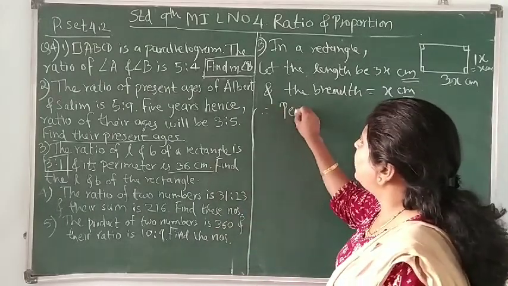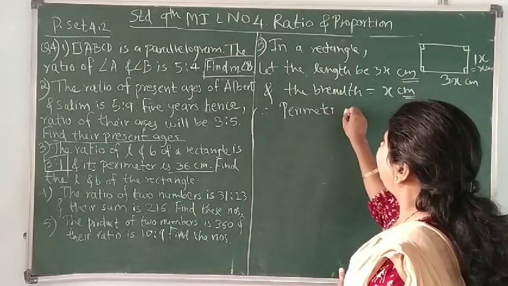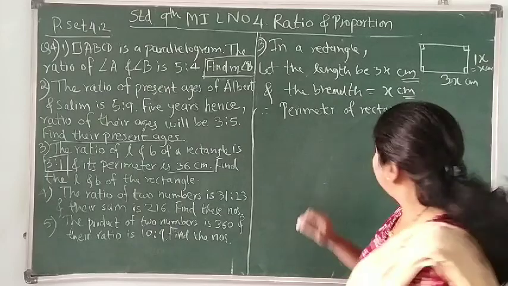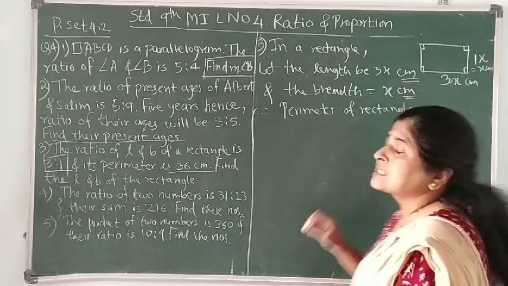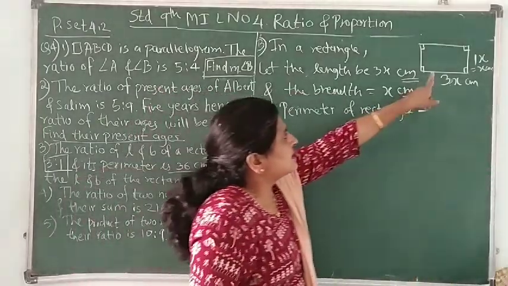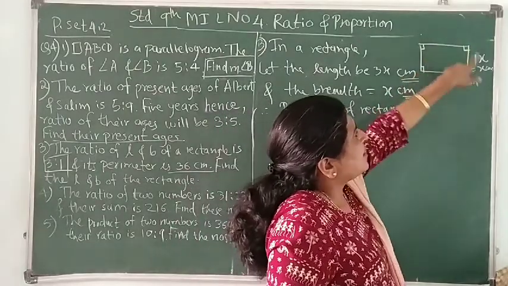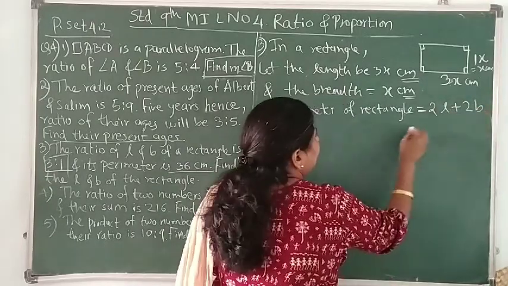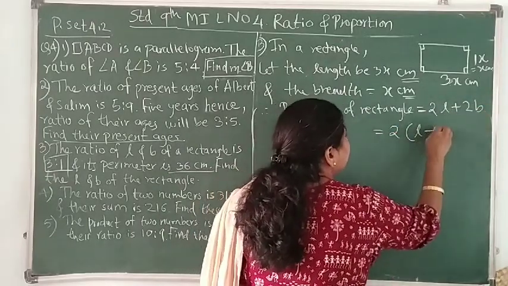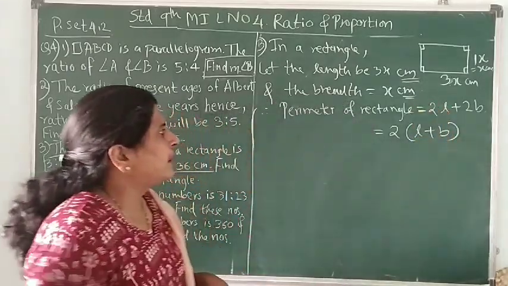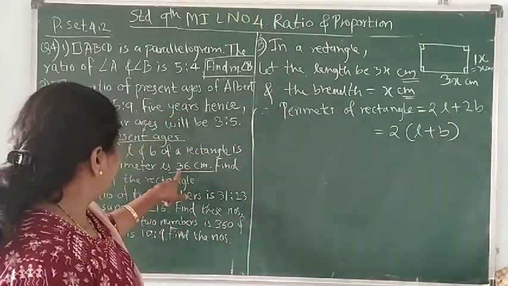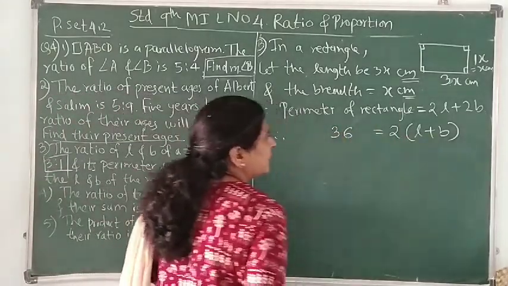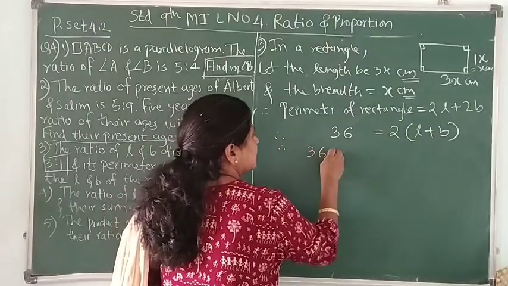Now, what is the formula for the perimeter of a rectangle? It's the sum of all sides of the rectangle. Here the sides are length, breadth, length, breadth, so 2 times length and 2 times breadth. Either you can write it as 2L plus 2B, or as 2 common and then length plus breadth. The perimeter is already given as 36 centimeter. So you can write 36 is equal to 2 in bracket length plus breadth.